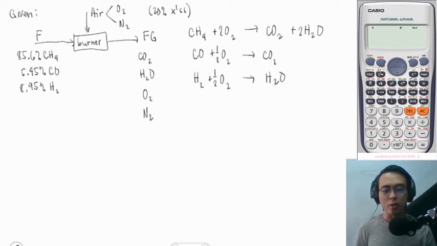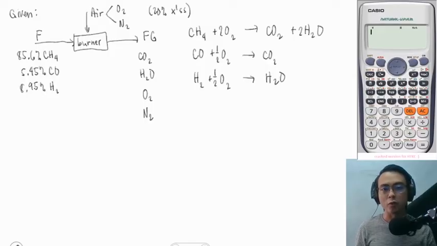Now, when it comes to your fuel, if the problem does not explicitly state that it's an incomplete reaction or that not all of your fuel is being consumed, you can safely assume that there's no longer fuel in your flue gas. So you don't have to place CH4, CO, and hydrogen in your flue gas. Our first assumption is that all of the fuel is being combusted.